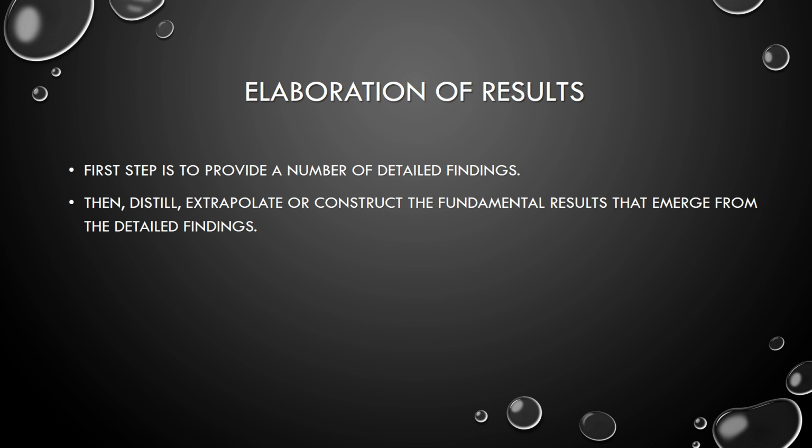Then distill, extrapolate, or construct the fundamental results that emerge from the data findings. You're already filtering your data, which is directly relevant, and then you only discuss the major things about your data. You are not going to say everything from A to Z about your data. You are going to pick and choose to explain very significant things, maybe the highest factor, lowest factor, the middle, maybe the average factors.